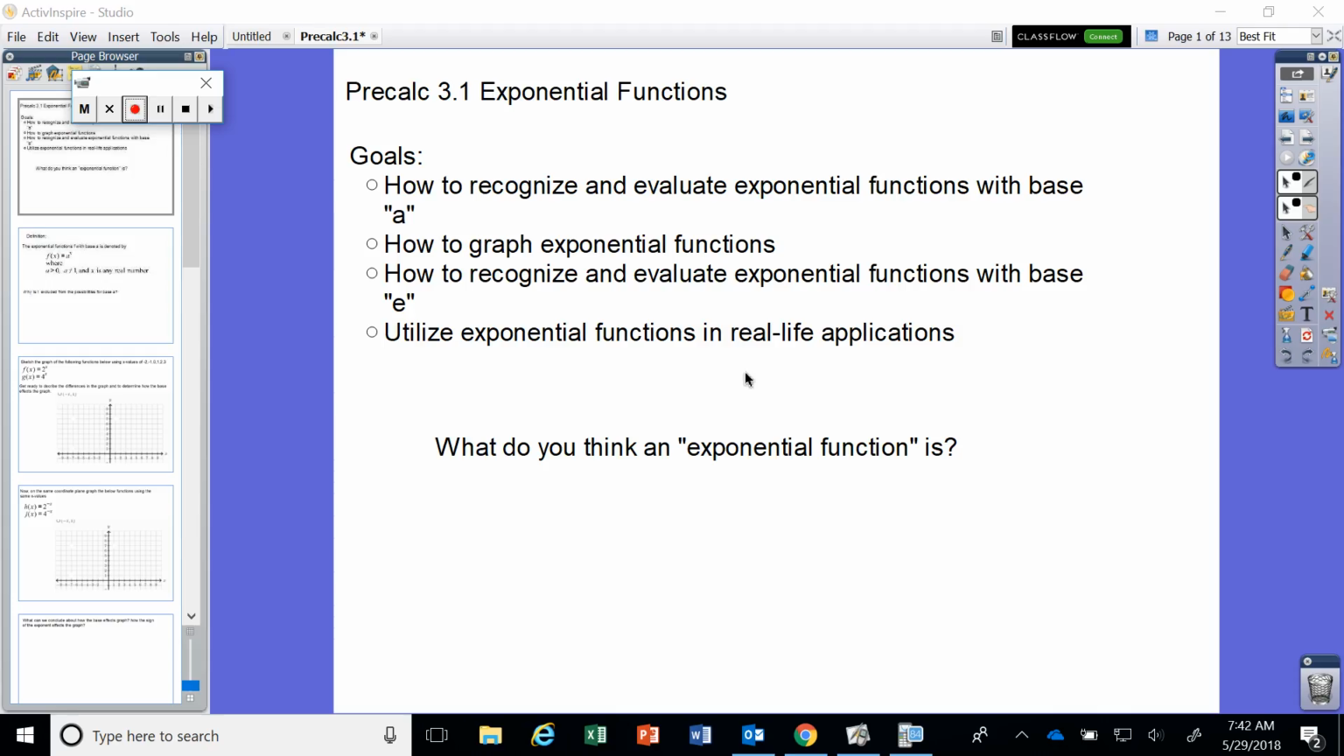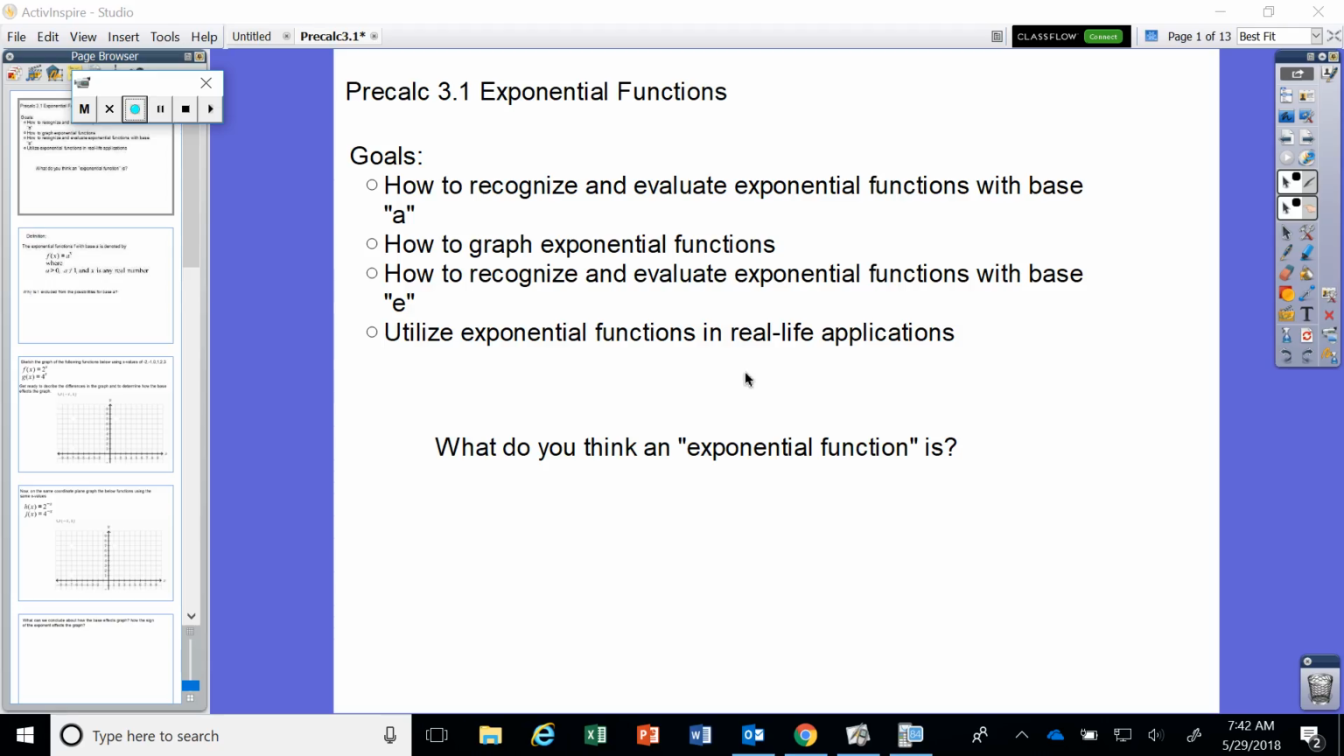Okay, so the goals overall are to recognize and evaluate exponential functions with a base A. We're going to graph the exponential functions, like I said, which is the high focus of this video, and then we're going to use it with base E, and then we're also going to go ahead and look into some exponential functions with some real-life application, which is my favorite part because it starts diving on into some money, some finances and things like that, where we see exponential functions in real life.